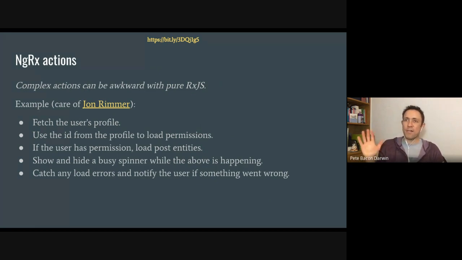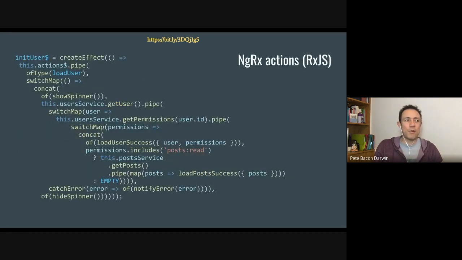I'm not an NGRX expert, but if there are any out there, I'm sure you've had similar scenarios, and there are lots of different ways to cope with this, including, I remember Victor Savkin has talked about this aggregator pattern, and there are other ways of dealing with this with async await and so on. But if you try and just do it with pure RxJS, then you end up with something like this.